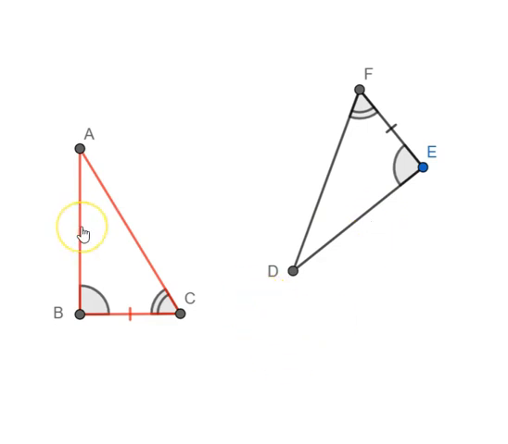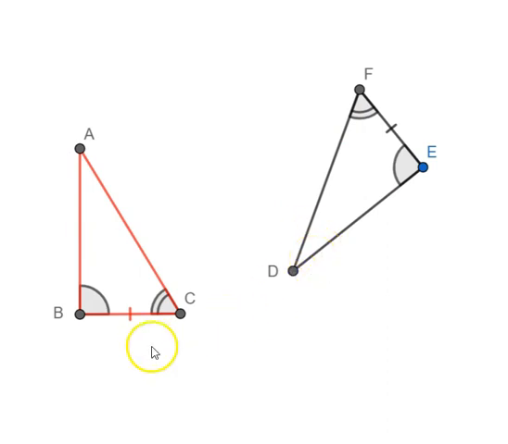Now, using one of the previous propositions of side angle side, we can say that these two triangles are congruent. That means AC is also equal to DF. AB is equal to DE. AC is equal to DF. And because of the congruency, this angle is also going to be equal to this angle.